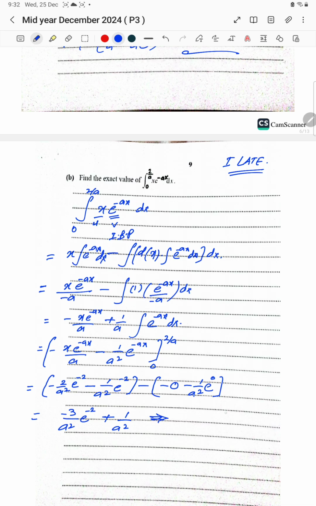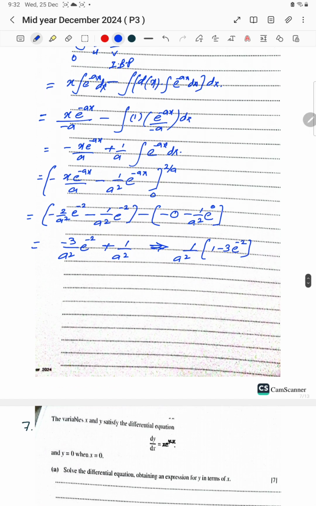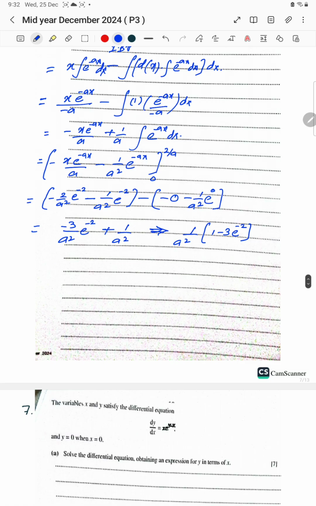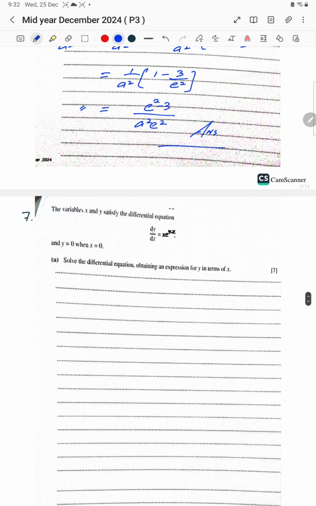We can take this as common, because again we have to find the exact value. So 1 over a square as it is, and 1 minus 3 e raised to minus 2. Further simplified, this can be 1 minus 3 over e raised to power 2, or e raised to power 2 minus 3 over a square e square. This is the final answer, in exact form. I hope it is clear. Let's proceed to the next question.